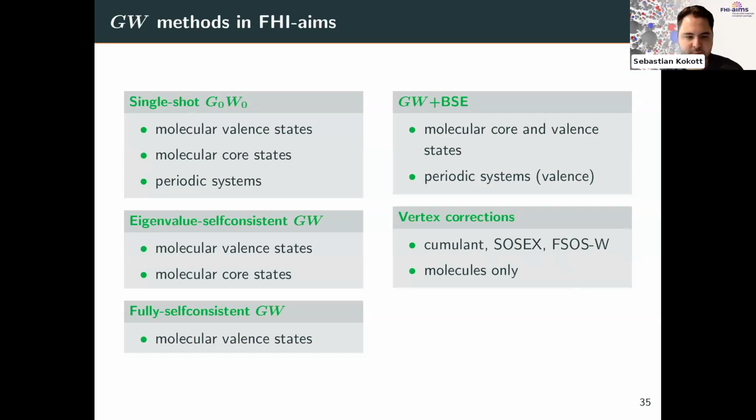There's another question about the convergence with respect to the imaginary frequency points when using the analytical continuation. Usually, how many points do you need to be converged, and which kind of grids can be used within FHI-aims? So grids, the standard is the modified Gauss-Legendre grid.